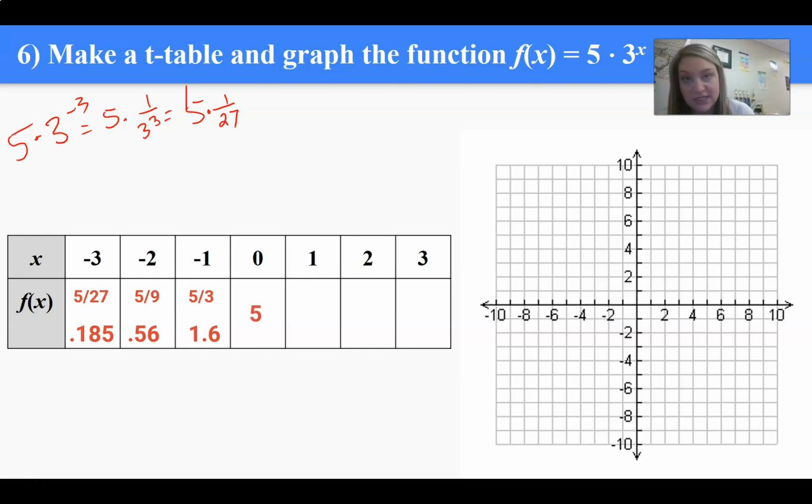3 to the power of 1 is 3, times 5 is 15. 3 to the power of 2 is 9, times 5 is 45. And then 3 to the power of 3 was 27, times 5 gives us 135. So this one starts real low, and this one jumps up real quick. So it starts very low and it jumps up very, very quick.